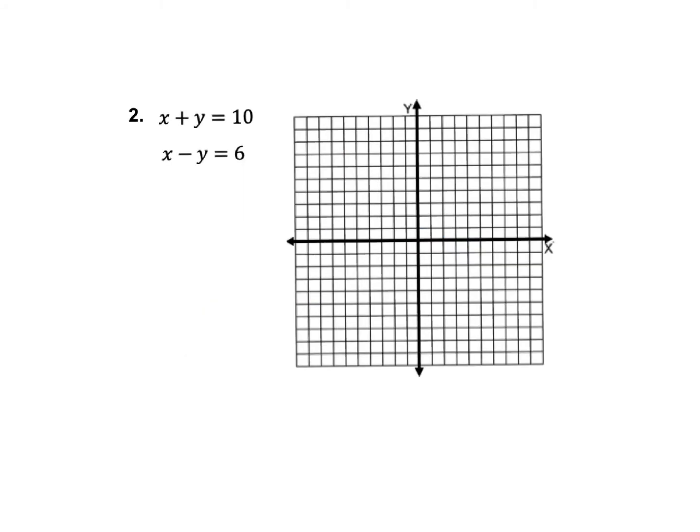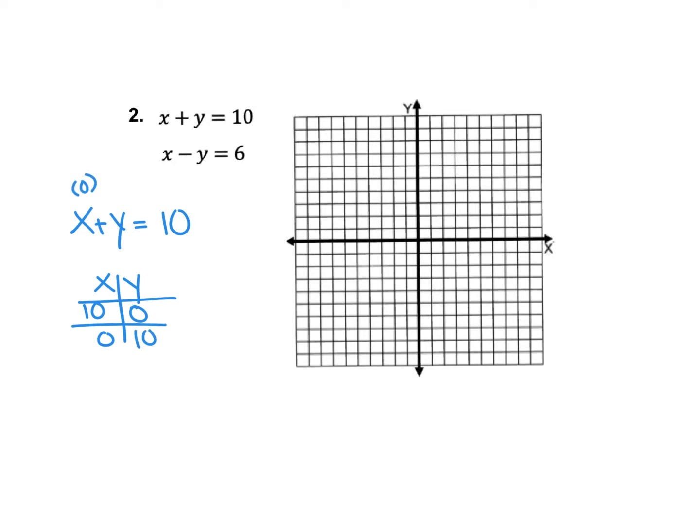All right, number 2. I have x plus y is equal to 10 and x minus y is equal to 6. Well, this one, I think the easiest way for me to graph this one, I could certainly solve for y, but I'm going to graph this using the intercepts. So I'm going to take my x plus y is equal to 10, and I just need the 2 points, and I'm going to plug in the 0 and the 0. All right, so when y is 0, x is 10. And then when x is 0, y is 10.